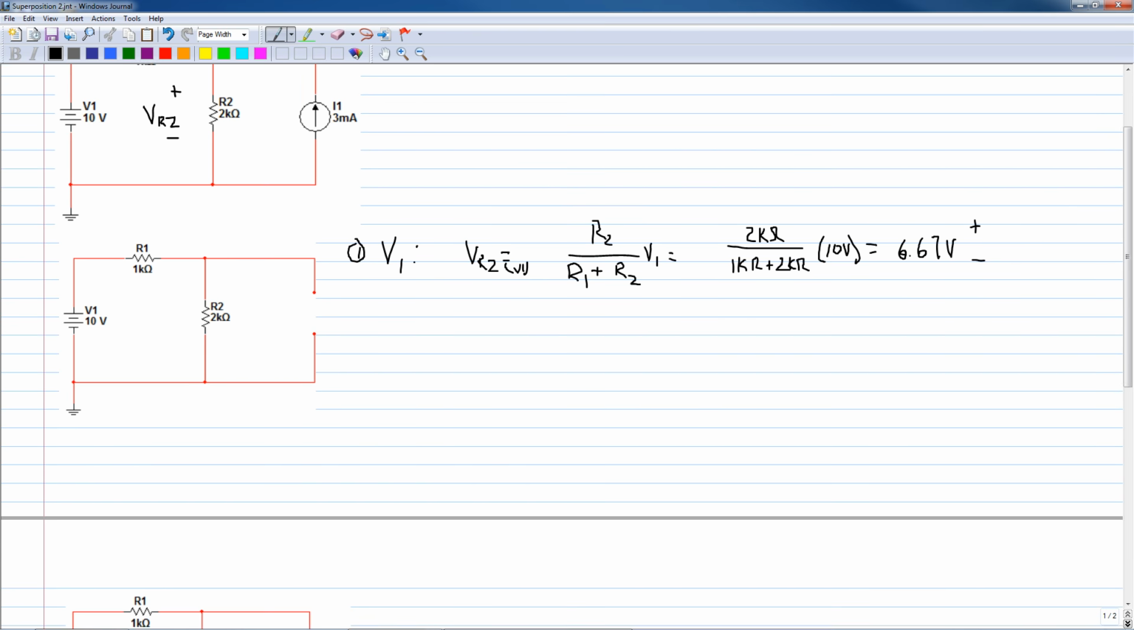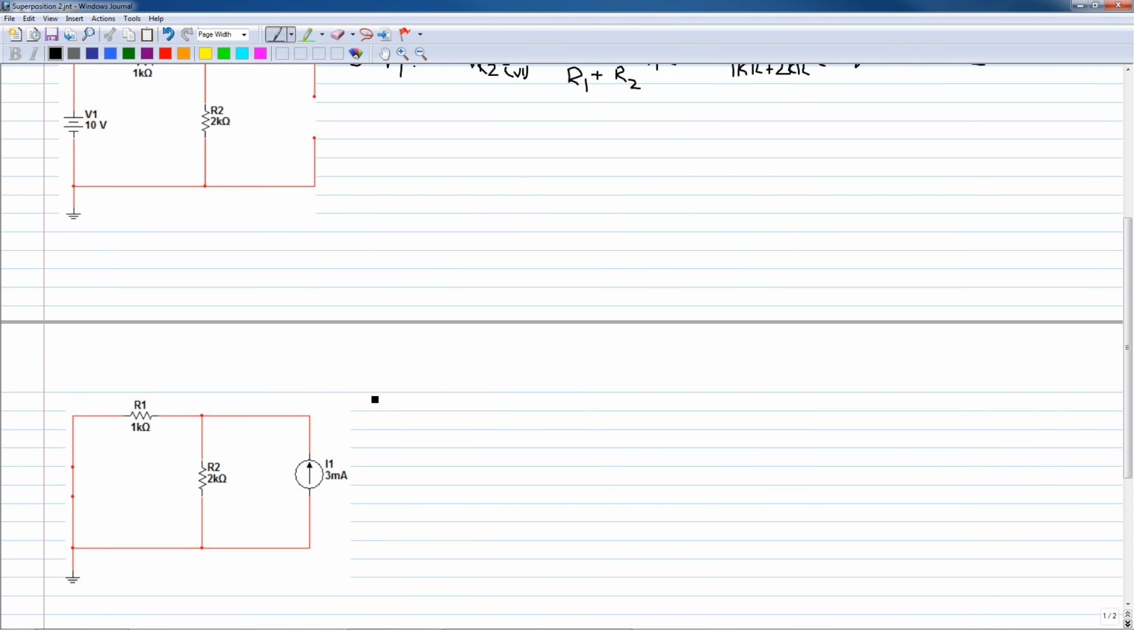Alright, now the next step will be to solve the circuit using I1 as a source and by shorting out V1. Once that's done, you can see that R1 and R2 now are in parallel. So to find the current in R2, we can use the current division rule and solve the circuit based on I1.